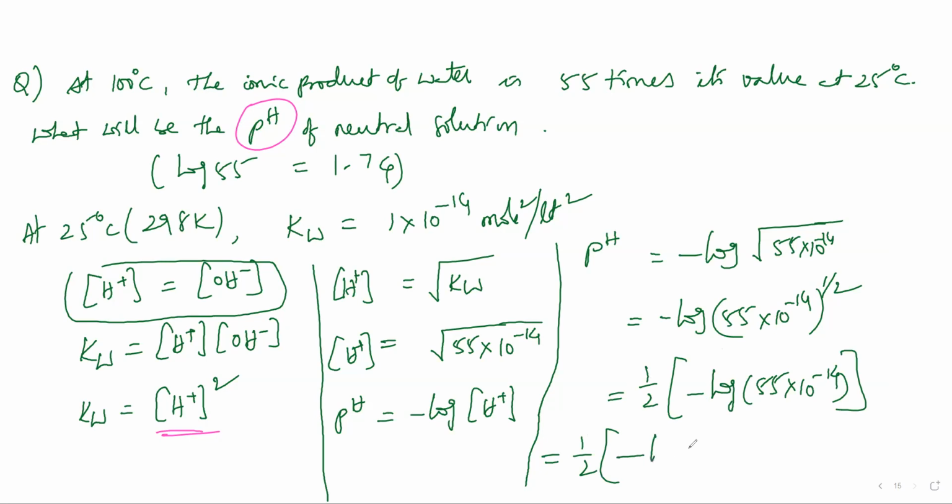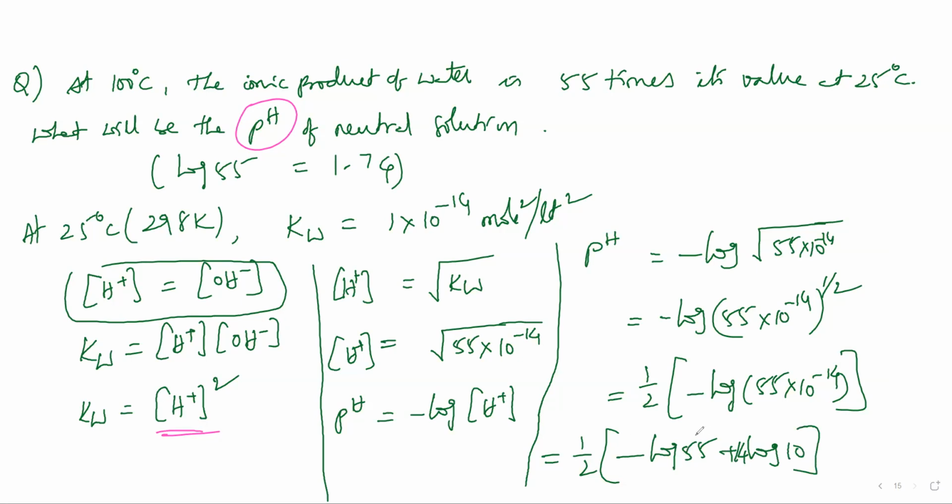Log 55 plus log 10 power minus 14. Again, it will become y log x. So minus log 55 minus, 14 will come here, 14 log 10. Okay, log 10 is 1. So that will become plus 14 minus log 55.